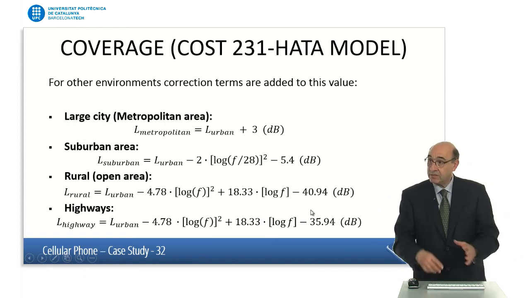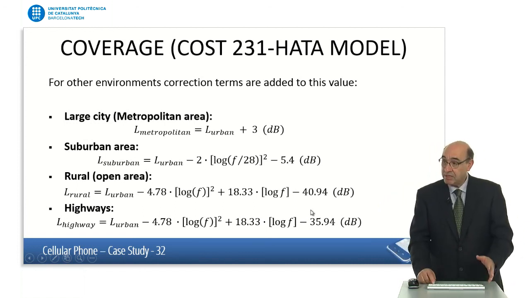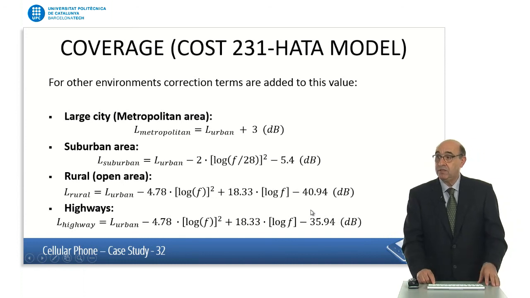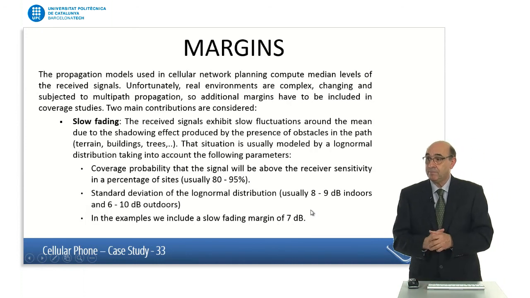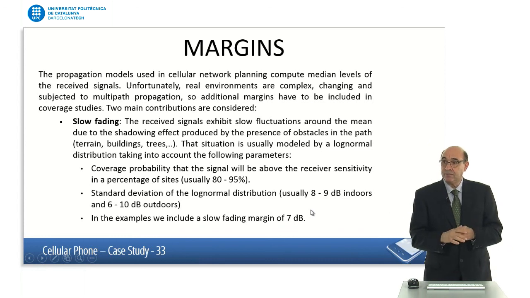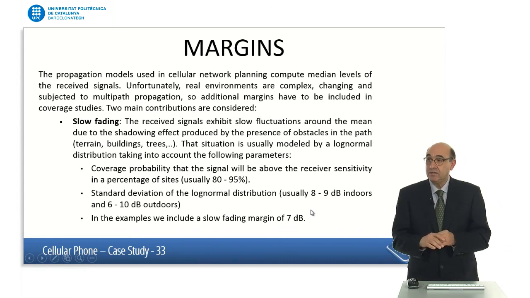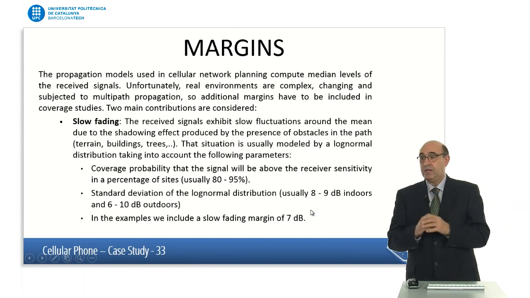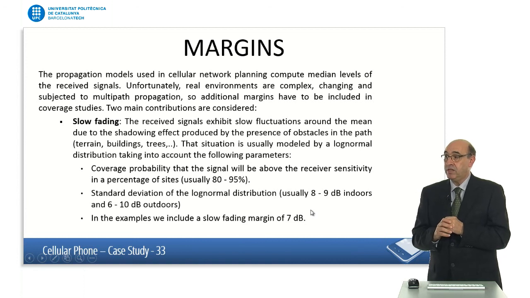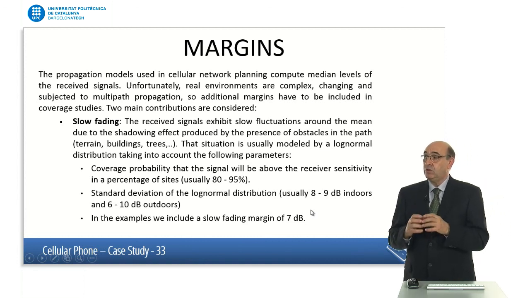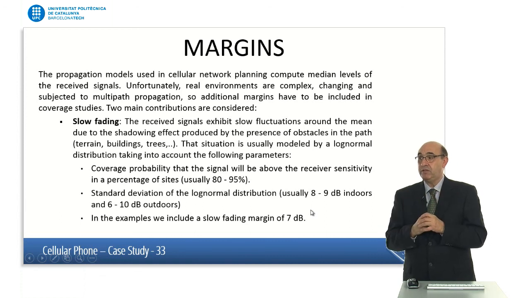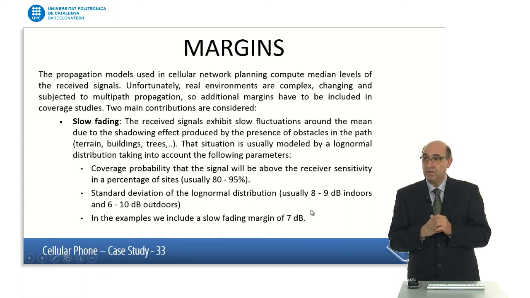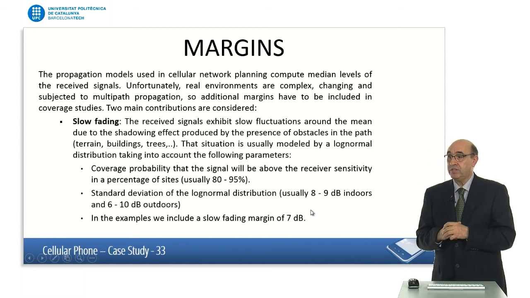So this is just one of the models, but you can have some others, and they should fit your data. But that's not enough. Besides this, we have to add margins. We have to take care that things could not be as good as expected. And since those models just compute median values, we have to see how the real environment could change those values. And we have 2 important effects.